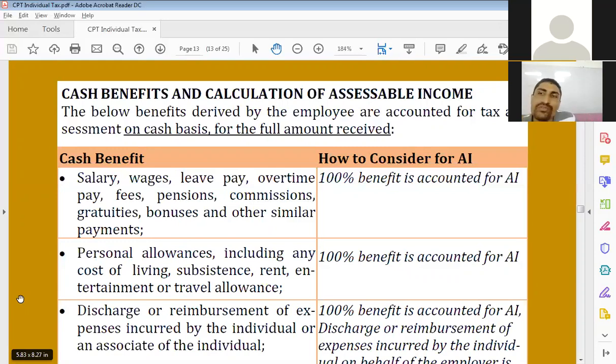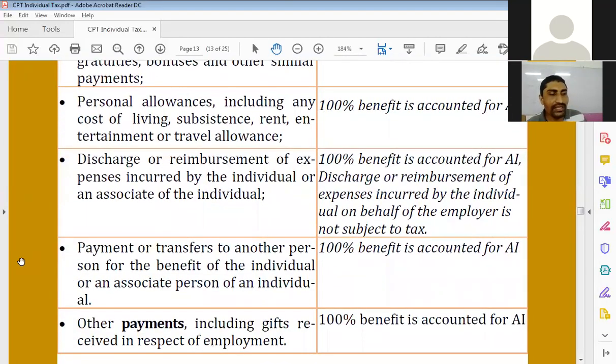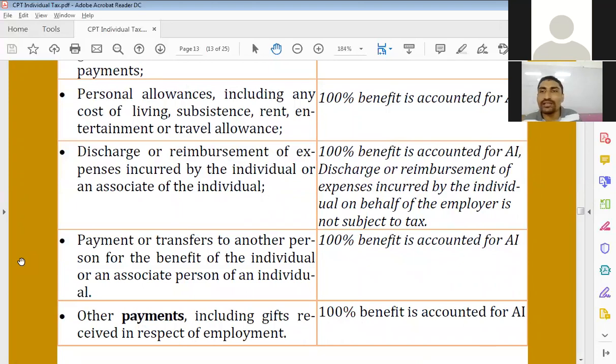100% of the benefit received to be accounted for the assessable income. எவ்வளவு கேஷ் கிடைச்சதோ அதை மட்டும் நீங்கள் பெனிஃபிட்டா காட்ட வேணும். 100%, எந்த விதமான அட்ஜஸ்ட்மெண்ட்டும் தேவையில்லை. ரிசீவ் பண்ணினதை அப்படியே அக்கவுண்ட் பண்ண முடியும். இங்க உங்களுக்கு எந்த பிரச்சனையும் இல்லை.